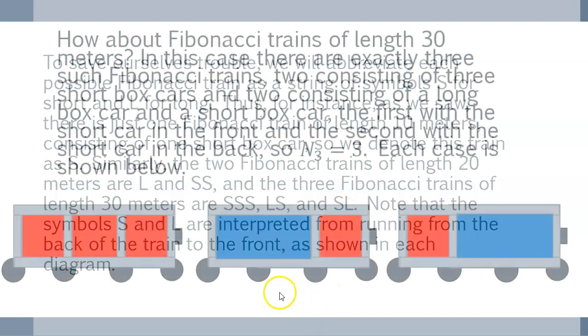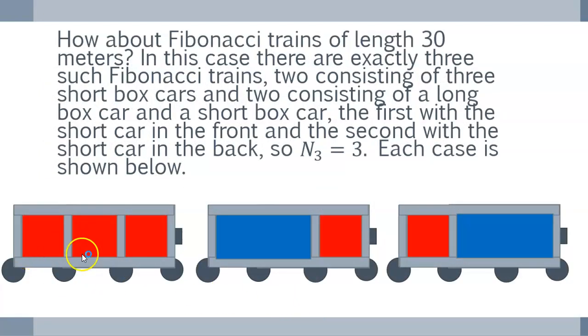As I did in my diagrams, we're going from the rear of the train to the front of the train. So the rear's on the left and the front's on the right, the way I've drawn these trains, because the trains are all moving to the right.